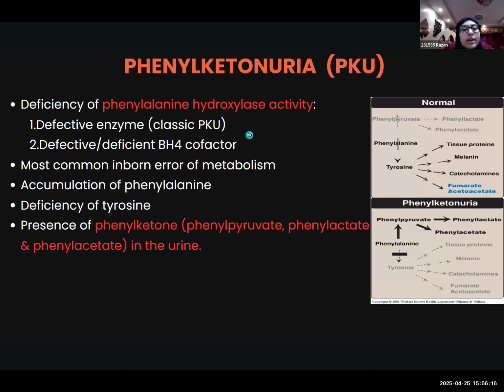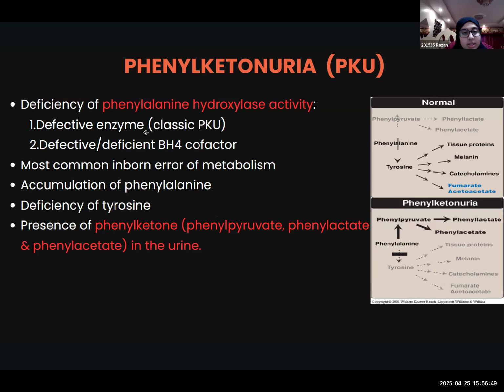As I mentioned, deficiency in phenylalanine hydroxylase activity would lead to accumulation of phenylalanine, and by that phenylalanine is going to be converted into phenylketones. So the patient would present with phenylpyruvate and phenylacetate, both of which would be present in urine. By that, you can confirm that this is phenylketonuria.